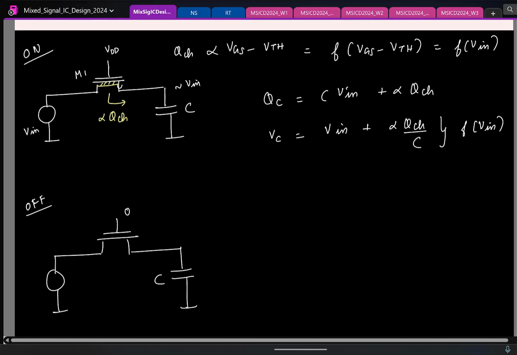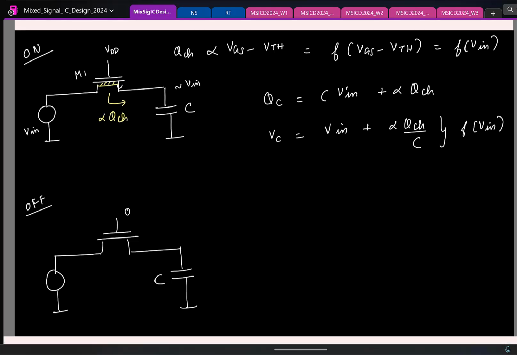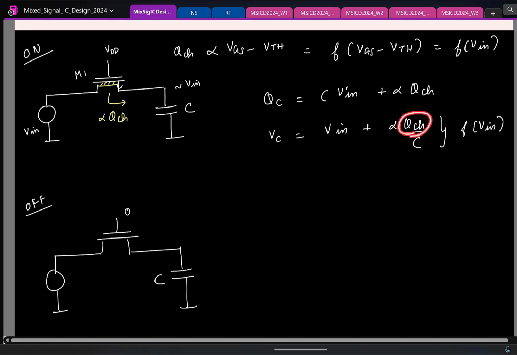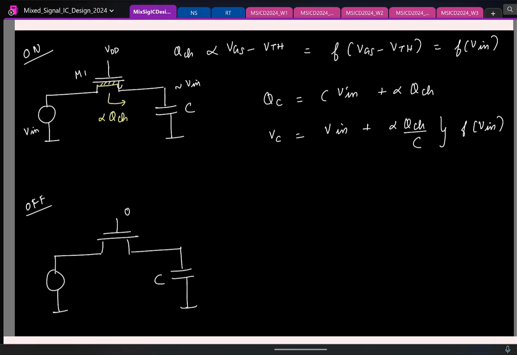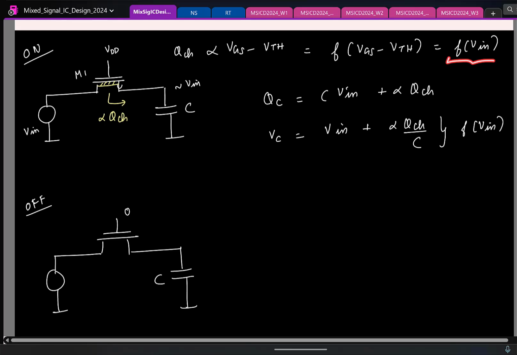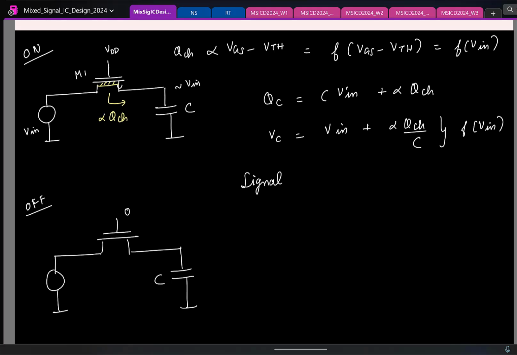So the problem is not that some channel charge is getting injected. The problem is that this charge is a nonlinear function of the input. Charge injection as such is okay, because if this channel charge was a constant, irrespective of the input, then we are just adding an offset, not a problem. Or even if this charge was directly proportional to the input, you would get a small gain error, which is also okay. The problematic thing is that this is nonlinearly dependent on the input. So this is the problem we'll look at, which is signal dependent charge injection.